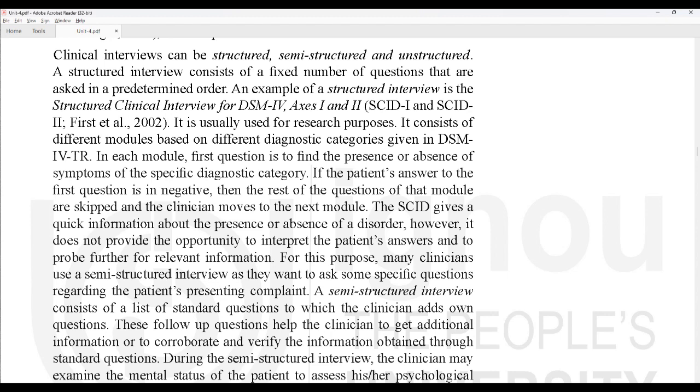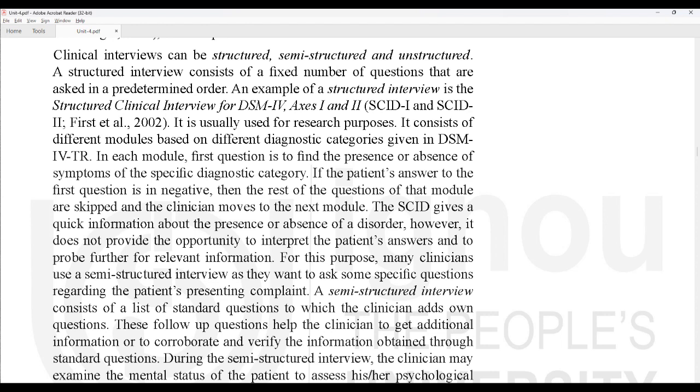A structured interview consists of a fixed number of questions that are asked in a predetermined order. An example of a structured interview is the Structured Clinical Interview for DSM-IV, Axis I and II, SCID-I and SCID-II, First et al. 2002. It is usually used for research purposes.